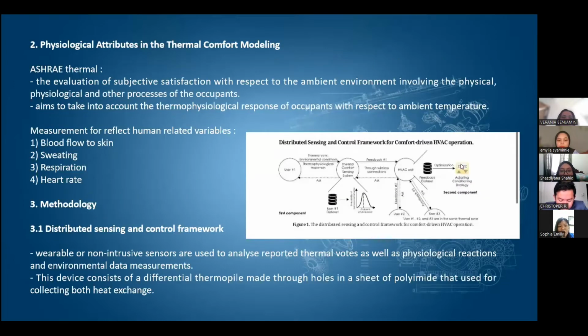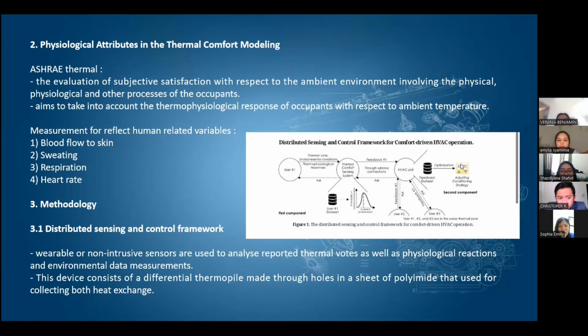Secondly is sweating. For this way, they use a defense mechanism that cools the skin and increase the heat loss from the body. Third is respiration, which is a way of losing sensible and latent heat. And last is heart rate, that use moderate metabolism indicator.